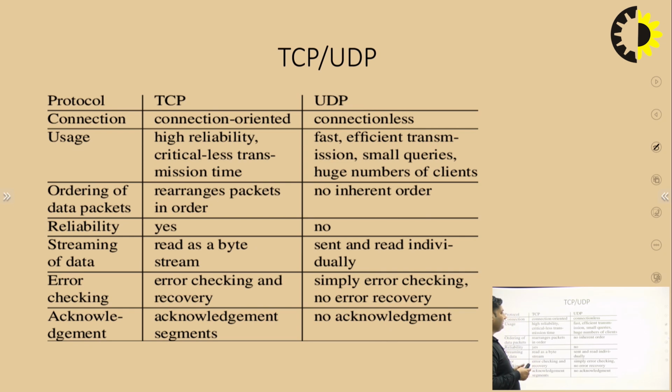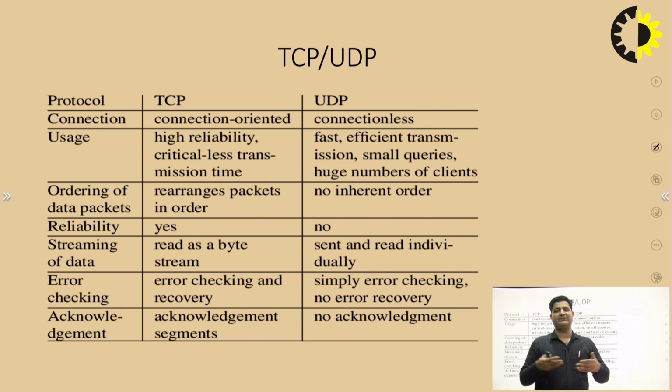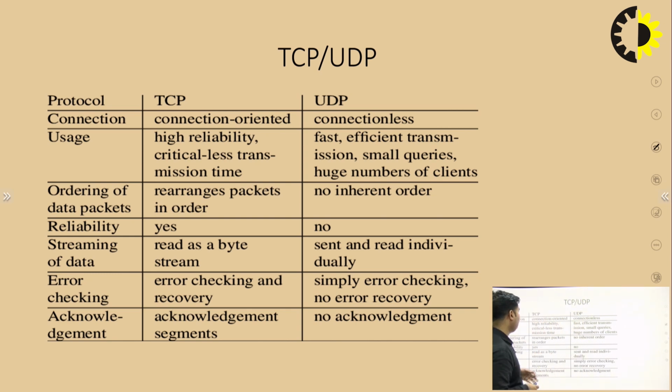What is the meaning of this? Because TCP is a connection-oriented service, it makes a three-way connection from sender to receiver to transfer the file first. In UDP, there is no three-way connection, so UDP is fast. There is no connection between sender and receiver. TCP has high reliability, and UDP has less in comparison.